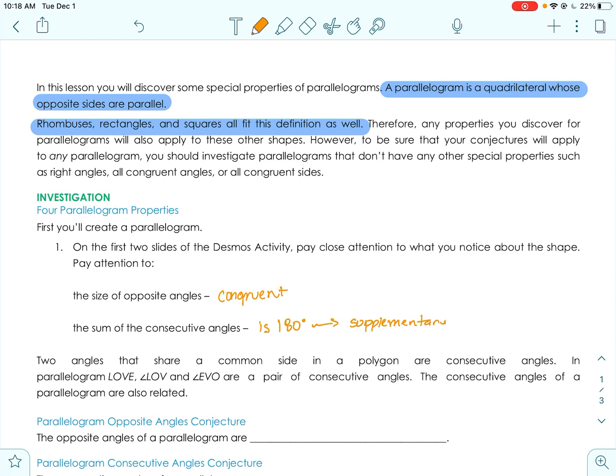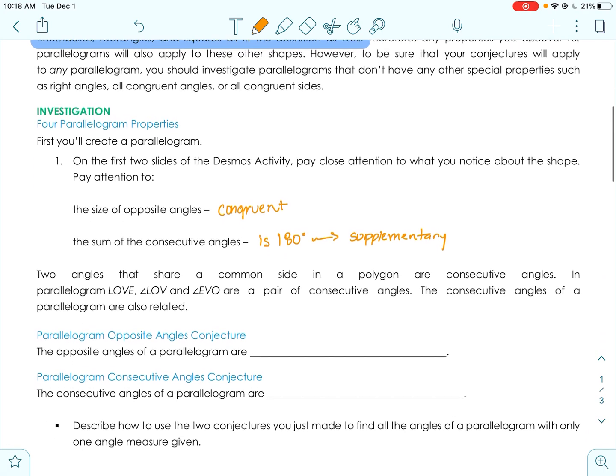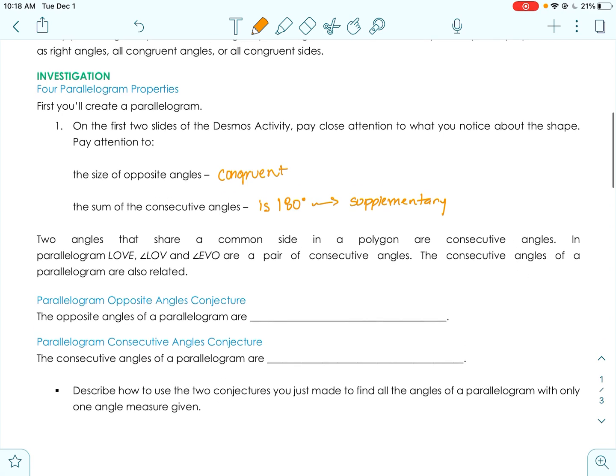We looked at a number of parallelograms in those instances, and that can lead us to make two conjectures. The first one is that the opposite angles of a parallelogram are congruent. So we now know that if you have a parallelogram, the two angles that are across from each other are congruent. Whereas the consecutive angles are supplementary. The sum of those two angles is 180 degrees.